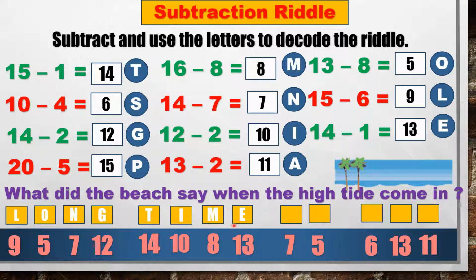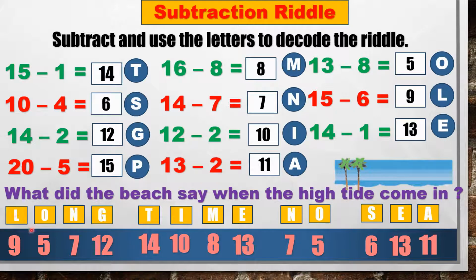Now 7. So here N. 5. Which letter comes here? O. So N-O. No. Now next 6. 6 means S. 13 means E. 11 means A. S-E-A-C. So the question is, what did the beach say when the high tide came in? So the answer is long time no see.